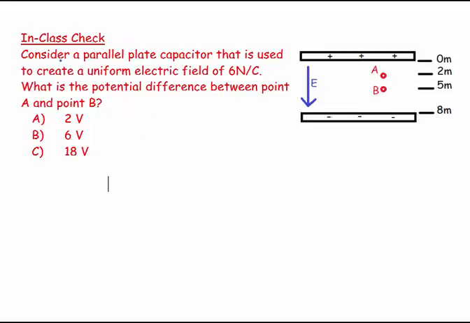Welcome. So this question says, consider a parallel plate capacitor that is used to create a uniform electric field of 6 newtons per coulomb. What is the potential difference between 2 points A and B?